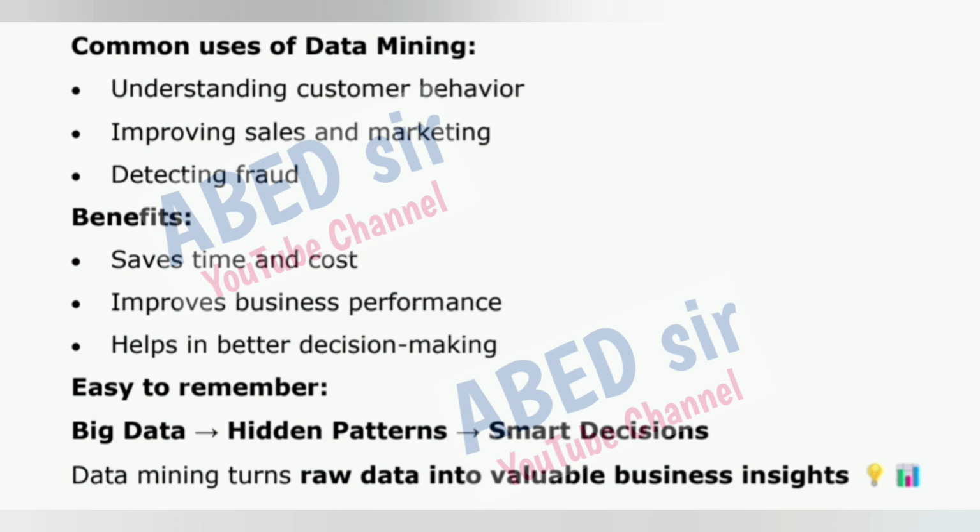detecting fraud. Benefits: saves time and cost, improves business performance, helps in better decision making. Easy to remember. Big data, hidden patterns, smart decisions. Data mining turns raw data into valuable business insights.